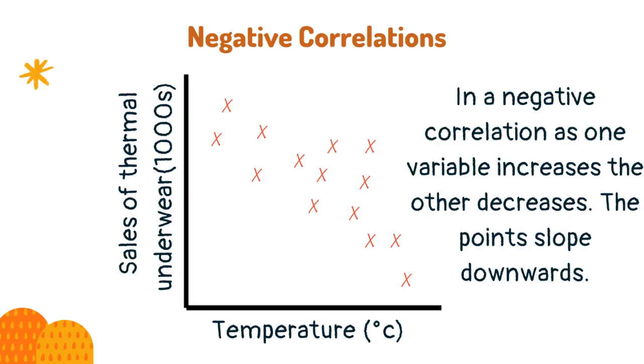In a negative correlation, as one variable increases, the other decreases. The points slope downwards.